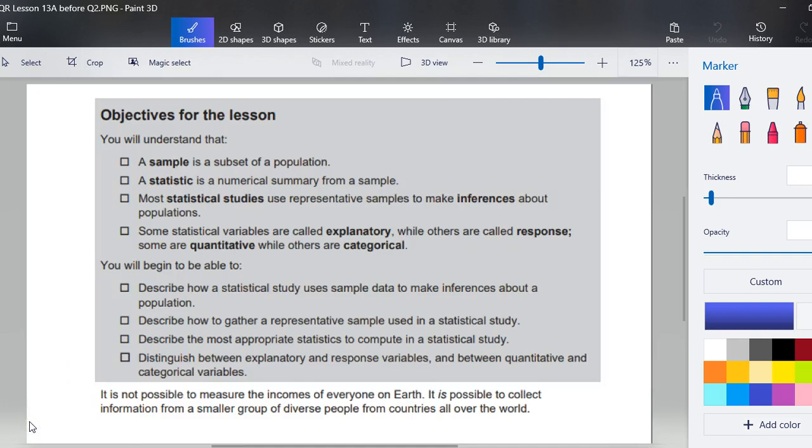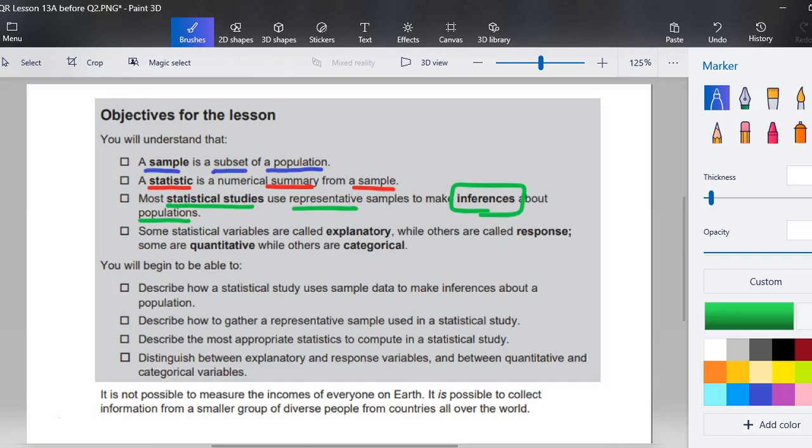So the objectives for this lesson include many words that you need to put in your glossary, flashcards, Google Docs, something that makes these stand apart and understood and recallable by you. Starting with a sample. A sample is a subset of a population. A statistic. A statistic is a numerical summary that is from a sample. Most statistical studies use representative samples to make inferences about populations.